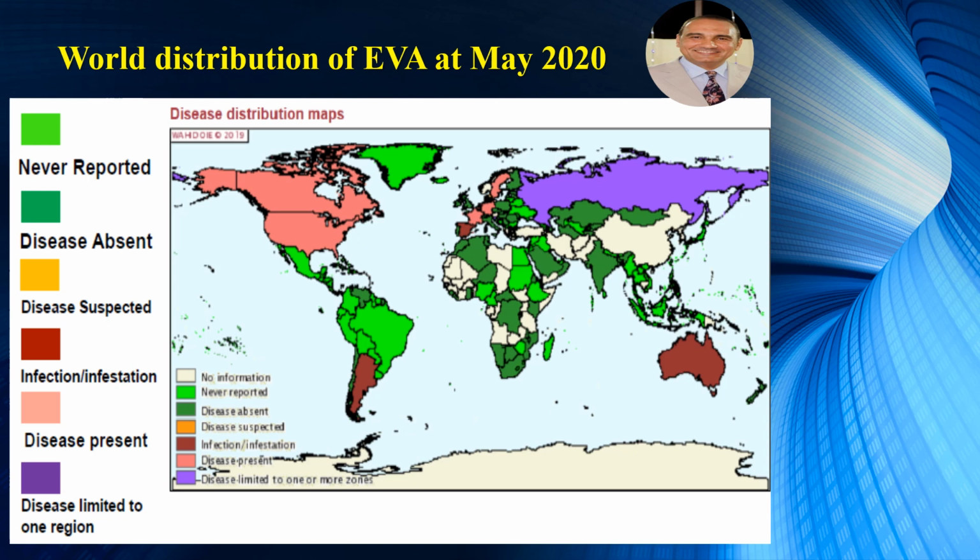Here, United Kingdom, Germany, and Holland, as well as United States and Canada, are reported for the disease, while Morocco, Tunisia, and a lot of areas in Africa and Asia are never reported with the disease, and the disease is absent. Egypt, Sudan, Kenya, and some parts of Indonesia, Singapore, Brazil, and Alaska are never reported. Russia has disease limited to one region.